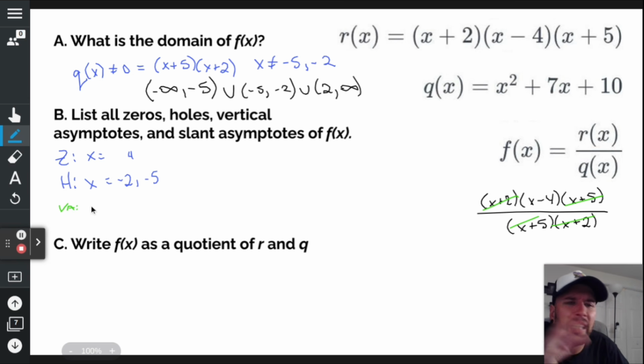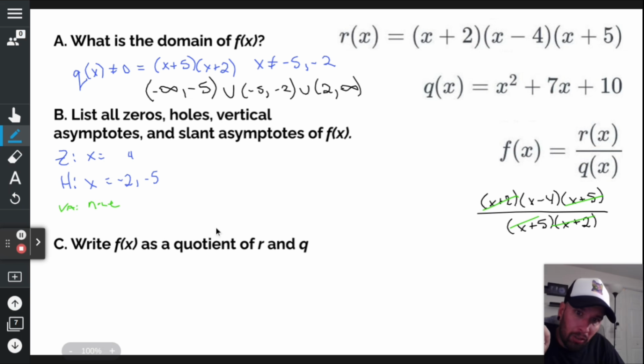It starts with a D. It's going to bother me. Distinct. So since these are not distinct, they're indistinct and they're gone, I have no vertical asymptotes. Now, I'm still not allowed to plug in negative 5 and negative 2, but I have no vertical asymptotes.